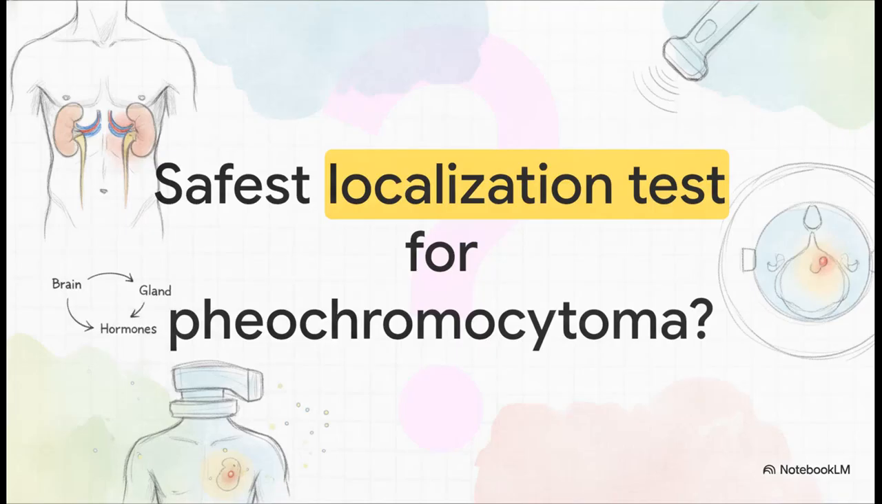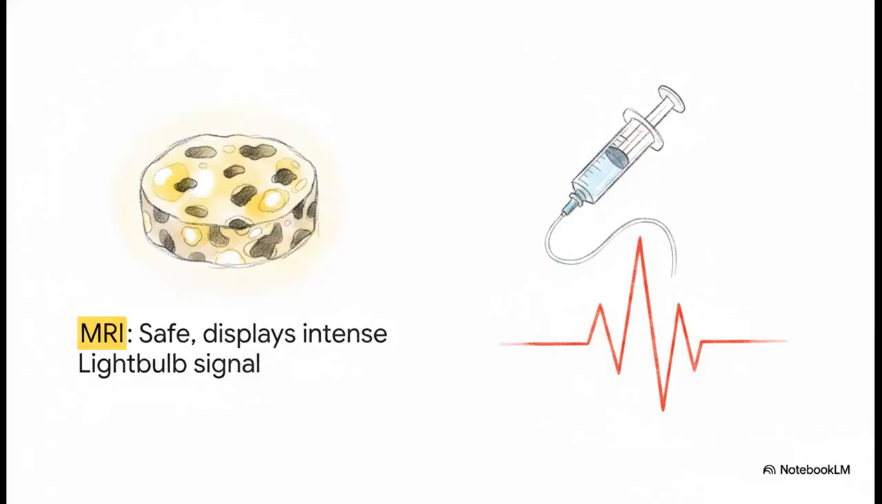For our last case today, let's talk about a true clinical emergency. Once you biochemically confirm a dangerous pheochromocytoma, which is an adrenal medullary tumor, what is the safest test to physically locate it? Ultrasound, CT with contrast, MRI, an MIBG scan, or radioisotope scan? This is a critical safety pearl. The correct answer is C, MRI.